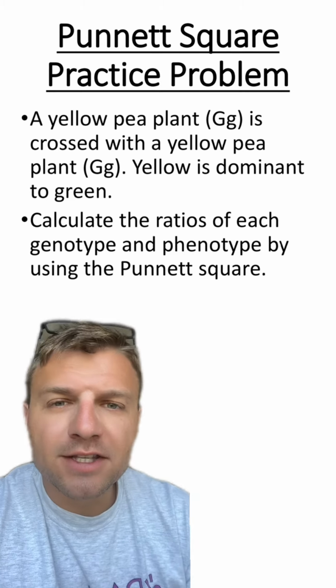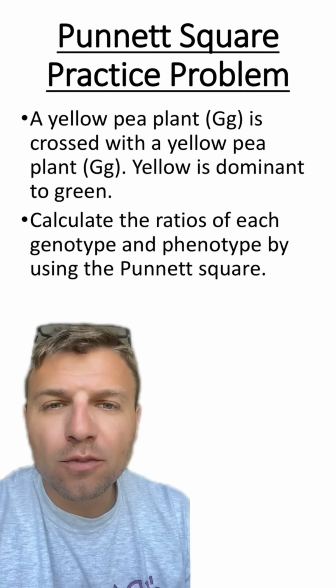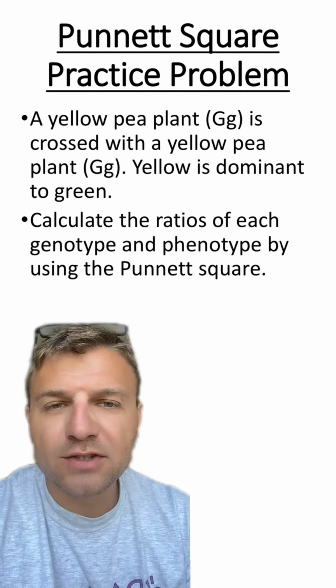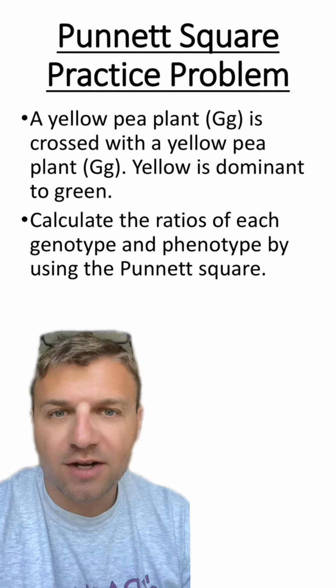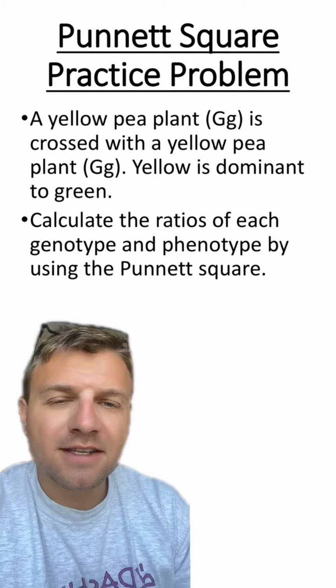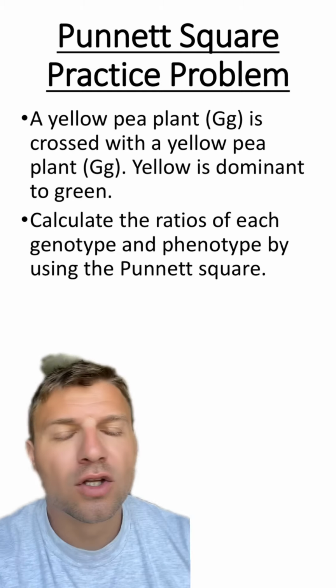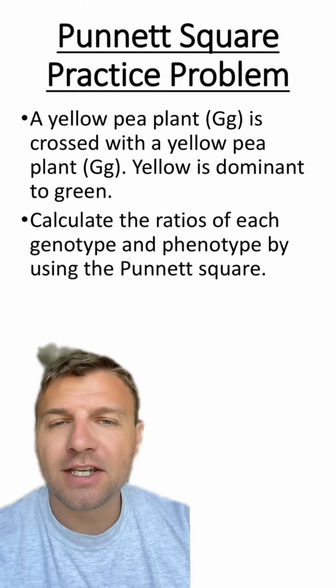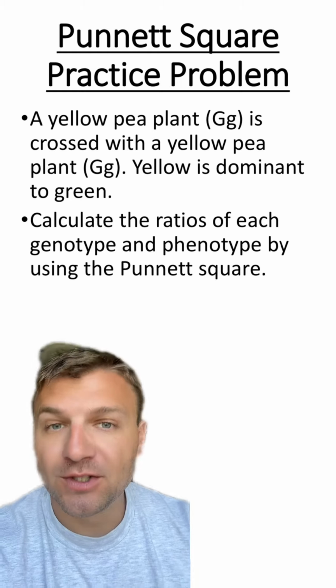Can you figure out this Punnett square practice problem? A yellow pea plant that's heterozygous is crossed with another yellow pea plant that's also heterozygous. In these pea plants, yellow is dominant to green. You'll also need to calculate the ratios of each of the genotypes and phenotypes using your Punnett square.